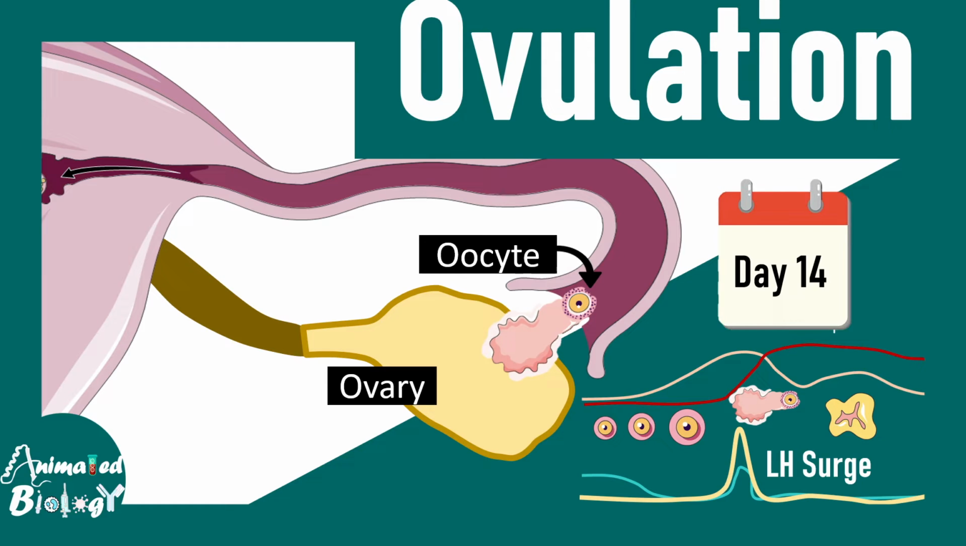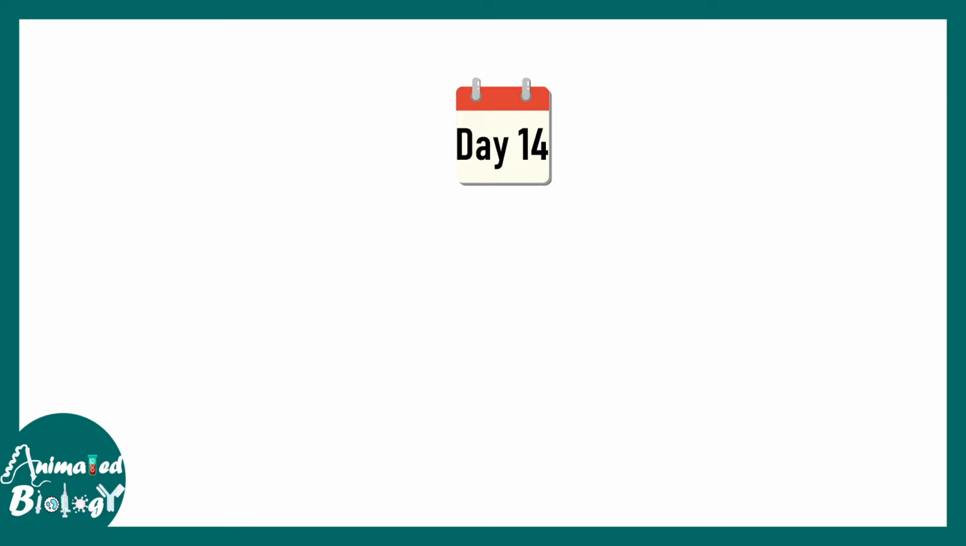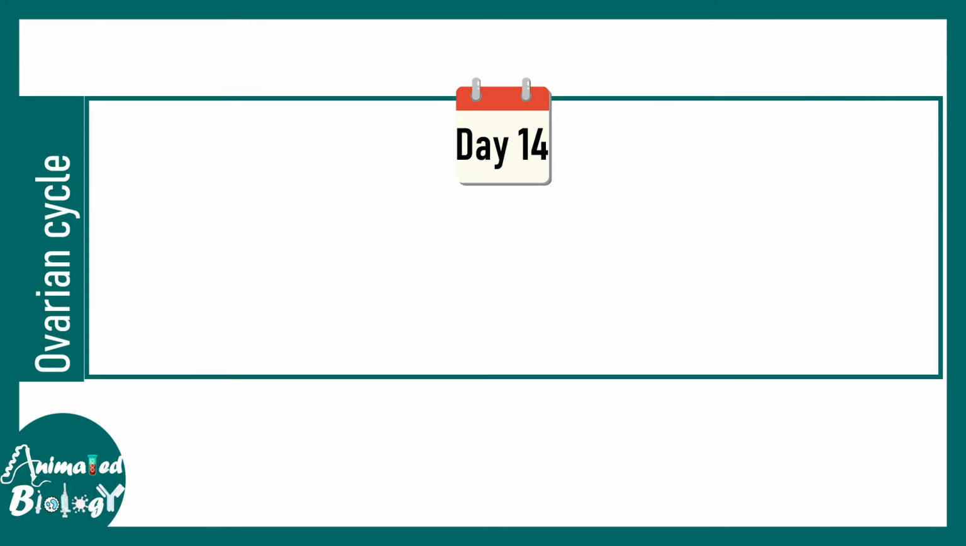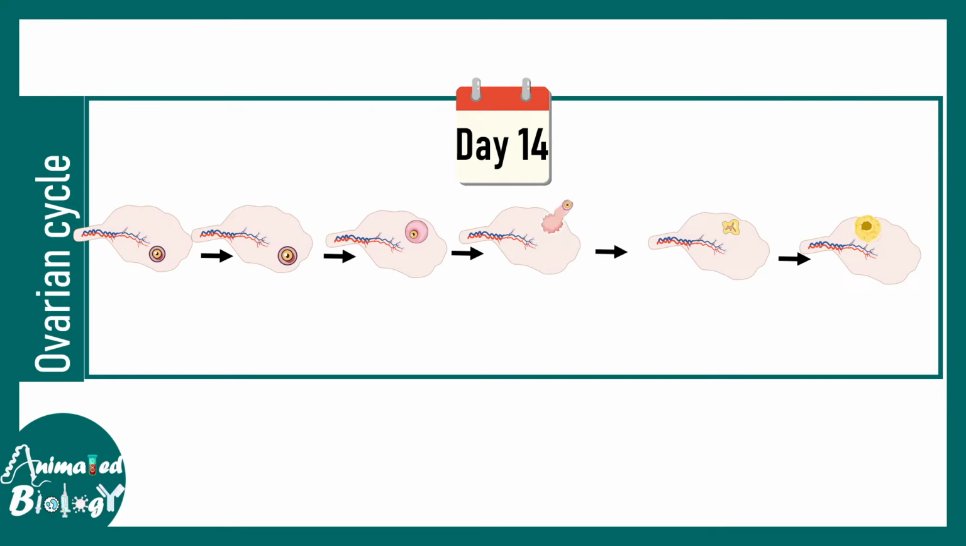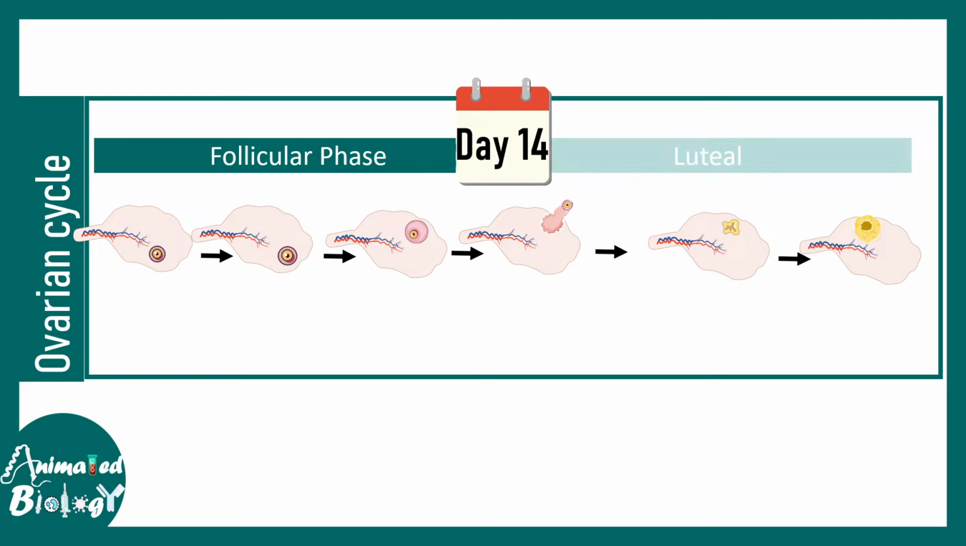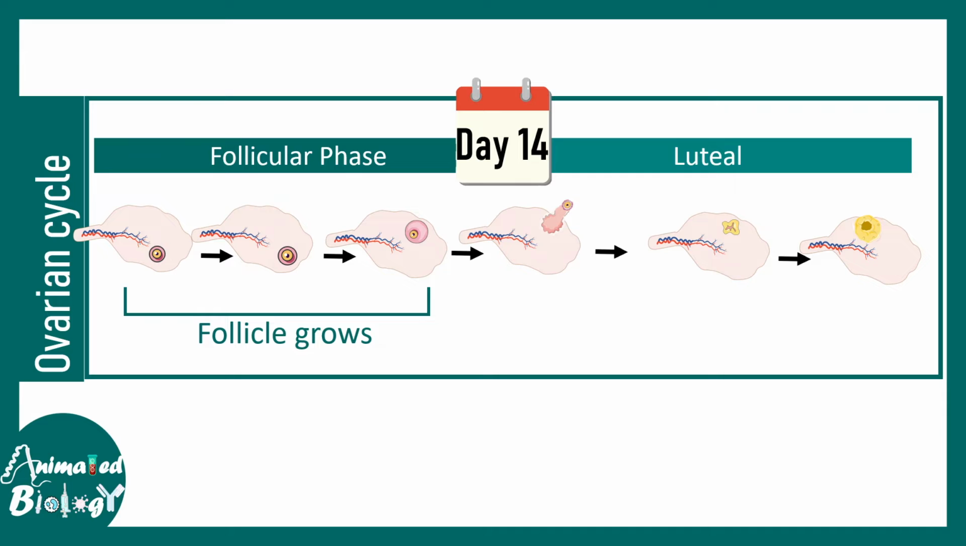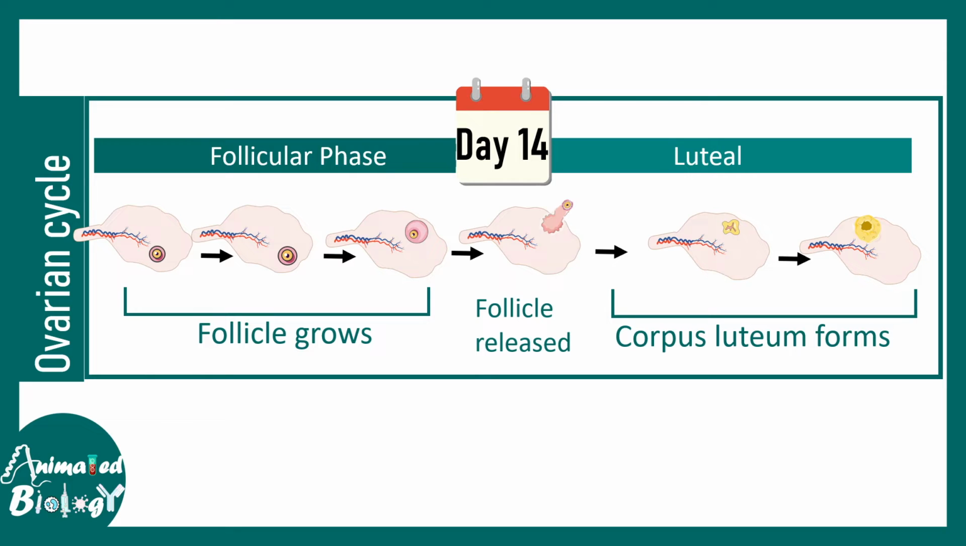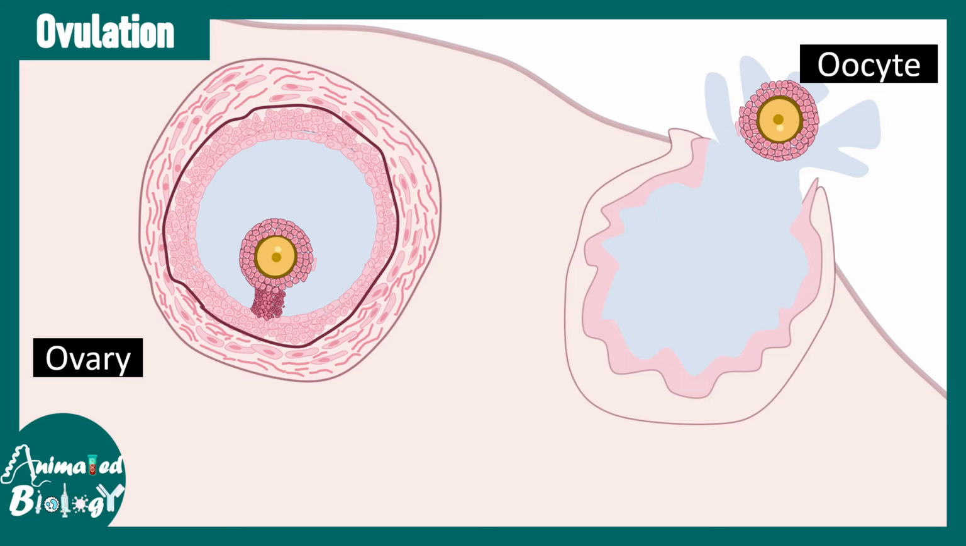In this video, we'll talk about the concepts behind ovulation in a bit more detail. Ovulation happens at day 14 in an ovarian cycle. Overall, the ovarian cycle has two broad phases, the follicular phase and the luteal phase. In the follicular phase, the follicles present in the ovary grow and eventually rupture at day 14, and finally the corpus luteum forms. So our focus is around day 14 and just a little bit before that, to understand what really happens during the time of ovulation.